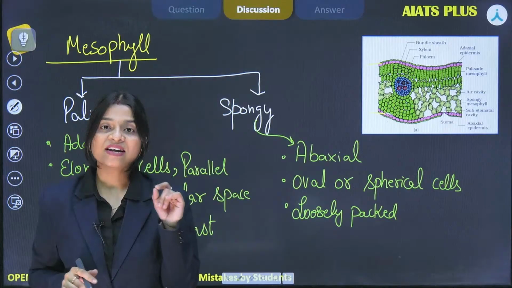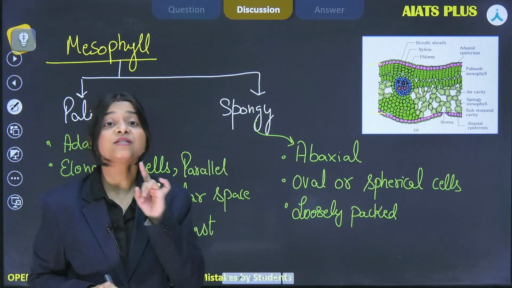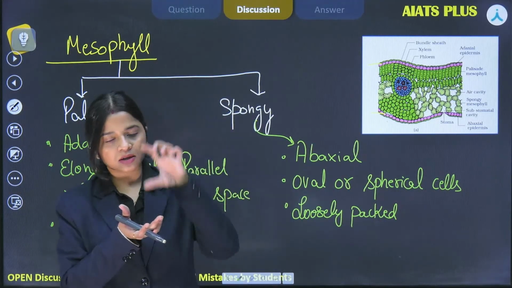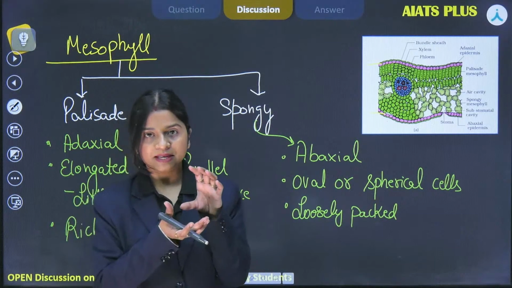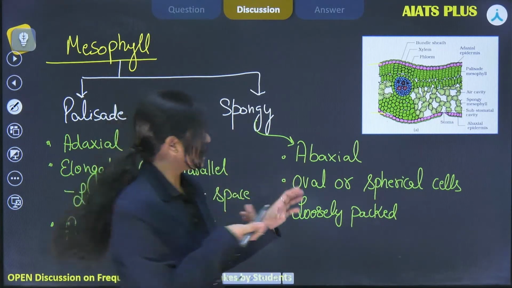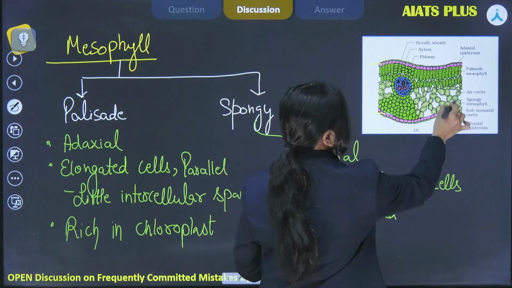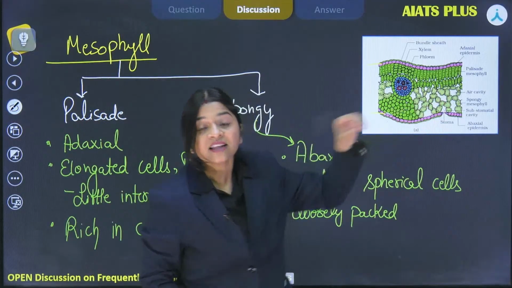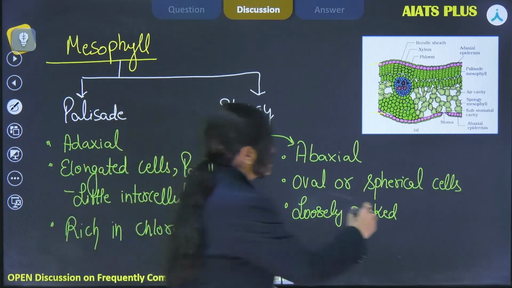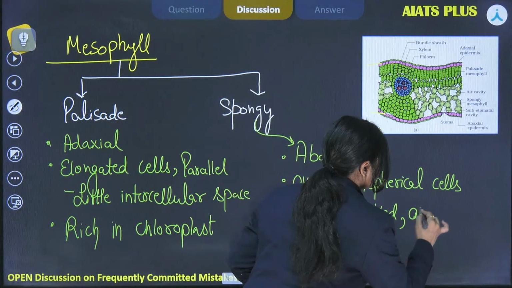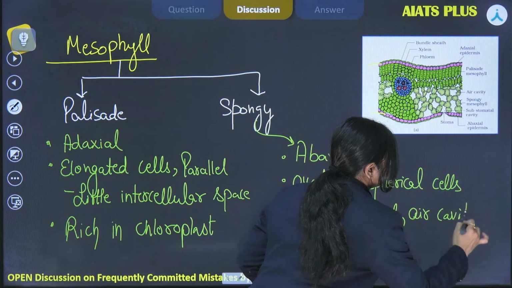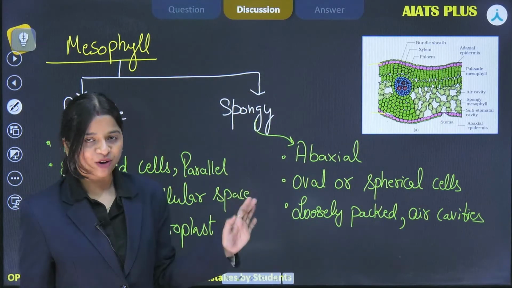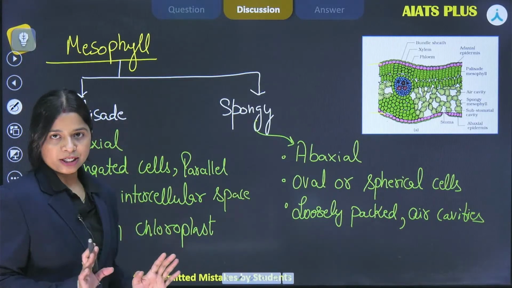And why is this particular parenchyma called spongy parenchyma? You have seen a sponge, in which there are a lot of air spaces in the middle, right? So we have the presence of air spaces. You can see in the representation also, these cavities are the air cavities. So the presence of air cavities between the cells is the difference between the palisade and the spongy parenchyma. This is the mesophyll tissue.